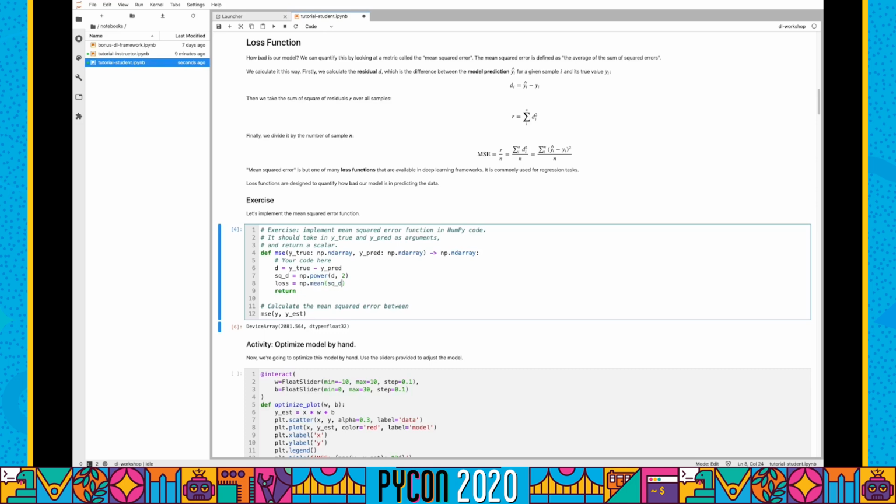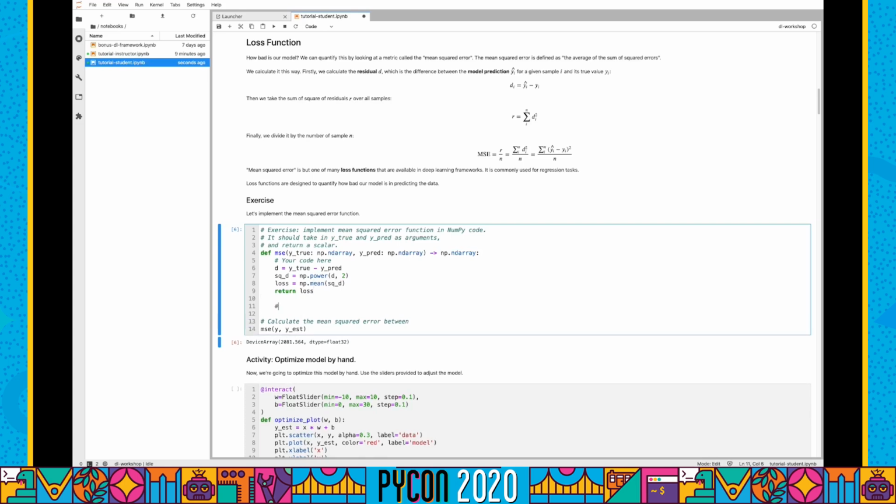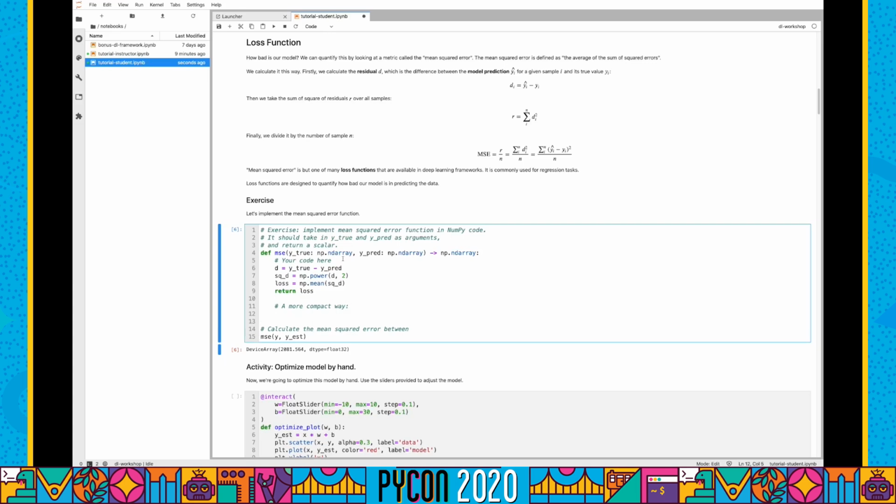np.mean of squared D, and then we'll return the loss. Now, there is a more compact way to write this. Once you get used to writing NumPy code, this is a very useful thing for you to know. So, return np.mean of square D. Yes, that's exactly what we want, but we can also replace square D with that, and we can also take D and replace it with the original. And so now we have a single line that accomplishes exactly what we want to do.